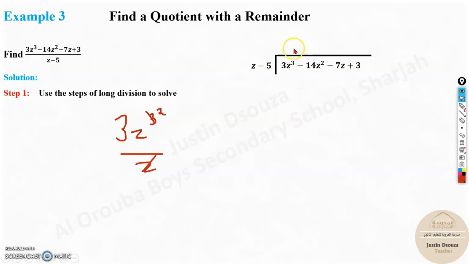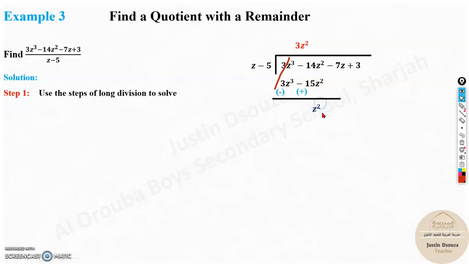So it'll be 3z squared. Multiply z with, not x, sorry, it's z. Multiply z with 3z squared. It'll be 3z cubed. And same thing with minus 5 over here. It'll be minus 15z squared. Next, change the signs. Over here, minus becomes plus, plus becomes minus. This is gone, cancels. Solve this. You will be remaining with 1z squared.